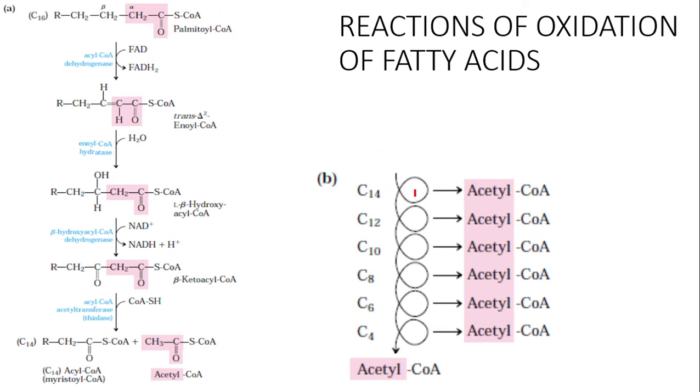After the first round, a C14 fragment is remaining. After the second round, C12, then 10 carbon, 8 carbon, 6 carbon and 4 carbon fragment is remaining. That is broken down into 2 molecules of acetyl coenzyme A in the last round. So you just count how many molecules of acetyl coenzyme A are produced. And from each of these you count the number of NADH plus H plus and FADH2 molecules also.